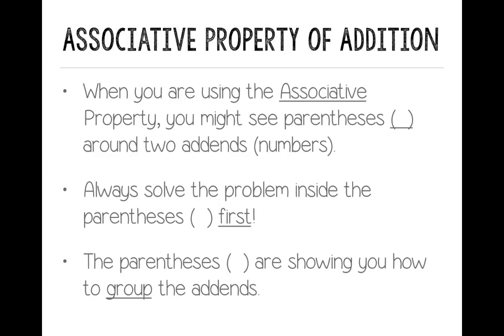When we're using the associative property of addition, you might see parentheses, which are just those curved lines around two addends or around two numbers. And you always want to solve the problem inside the parentheses first. Those parentheses tell you what you should work on first. The parentheses are showing you how to group the addends.